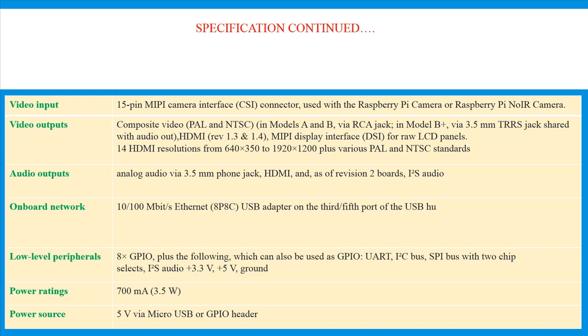Raspberry Pi has video input, video output, audio output and onboard network. Raspberry Pi has also low-level peripherals as 8 general-purpose input-output pins, UART, I2C, SPI pins and power pins 3.3 volt and 5 volt and ground pins.